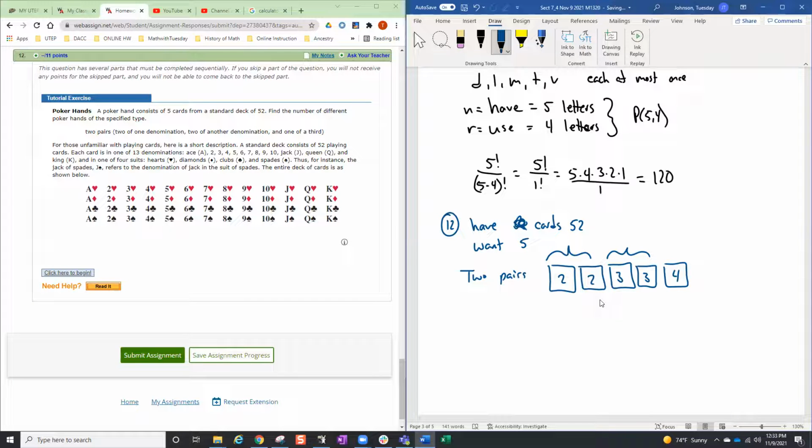For those of you unfamiliar with playing cards, there are 4 suits: hearts, diamonds, clubs, and spades. 2 of those suits are red, hearts and diamonds. 2 of those suits are black, clubs and spades. All of the suits have the same cards, starting from ace. Ace is generally like a 1.